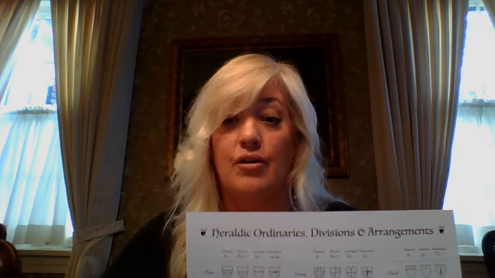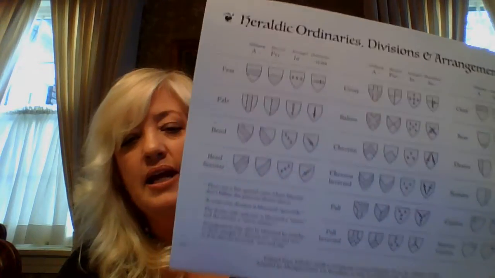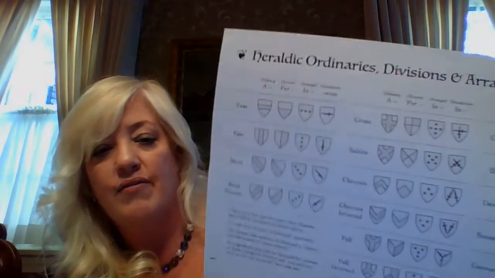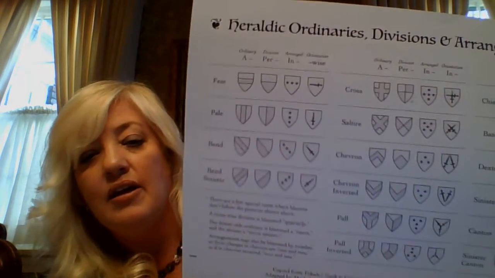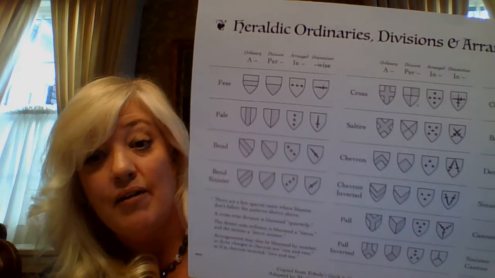Remember, we talked about our ordinaries. The ordinaries are the partitions that were used, whether it's a cross to divide the escutcheon in half, or into quadrants, meaning into fours or into thirds. And then the charges are the actual emblems that would be put on that field. So let's take a look at another type of ordinary. We have the cross. We have the saltire, which is like the X in the Roman alphabet.